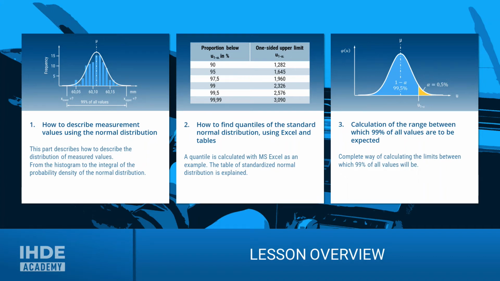This lesson is divided into 3 chapters. In the first chapter, we look at how the distribution of measured values can be described by the normal distribution. In the second chapter, exemplary quantiles of the standardized normal distribution are determined with the help of tables and MS Excel. In the third chapter, what has been learned is applied to a practical example.